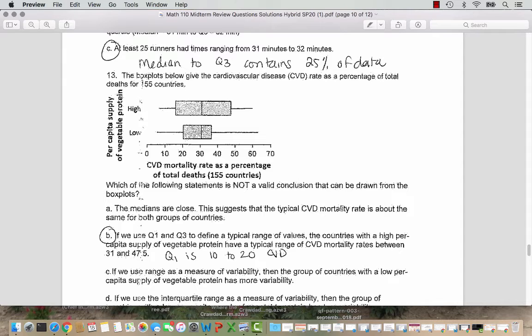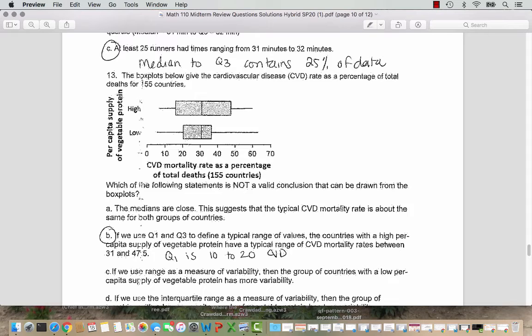All right, question 13 has us looking at 2 box plots comparing cardiovascular disease, CVD, rates as a percentage of total deaths for 155 countries. And then we're looking at the per capita supply of vegetable protein over here on the left side. So we've got high or low. And we want to know which of the following statements is not a valid conclusion that could be drawn from the box plots. So statement A says the medians are close.